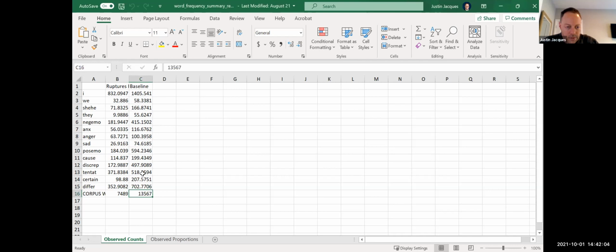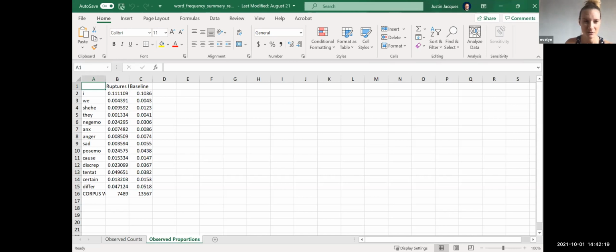Yeah. And then these are the individuals. And then you can see the normalized counts are in the second tab, the observed proportions. Yeah, the second tab should give you the normalized counts, and this first one that we're looking at right now is the raw counts.